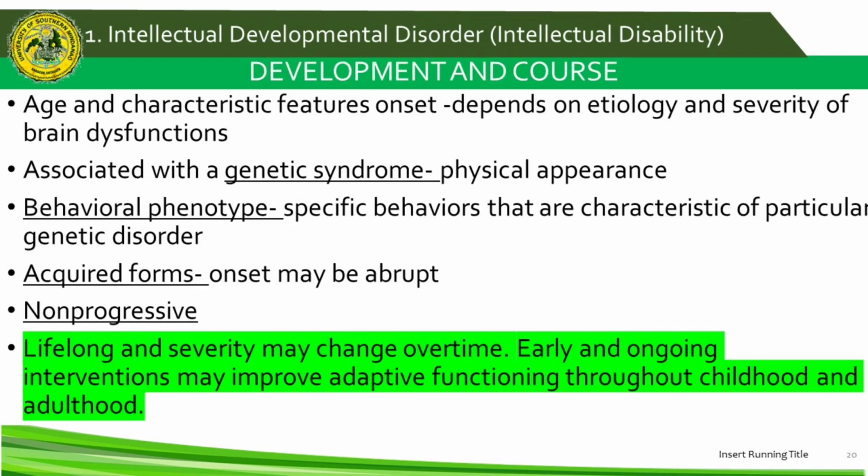For the development and course, so age and characteristic features at onset ay nagdedepend sa etiology and severity of brain dysfunction. Sa first 2 years, merong identifiable na delayed motor, language, and social milestones. If associated siya sa genetic syndrome, merong characteristics sa physical appearance such as in Down syndrome. Ang ibang syndromes ay meron ding behavioral phenotype, which refers sa specific behaviors na karakteristik ng isang particular genetic disorder. In acquired forms naman, the onset may be abrupt following an illness. So this disorder is non-progressive, but it is lifelong and severity may change over time.